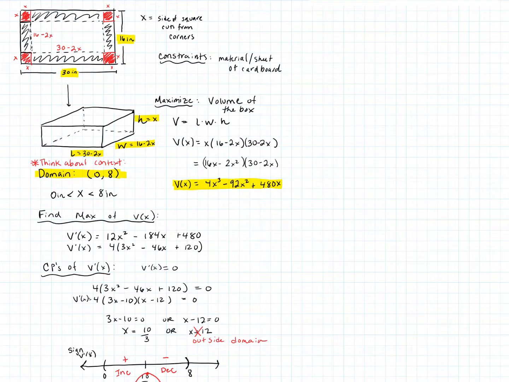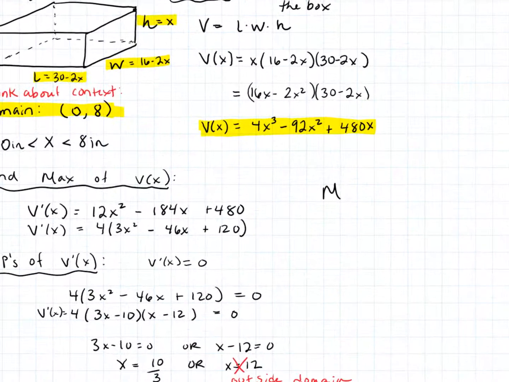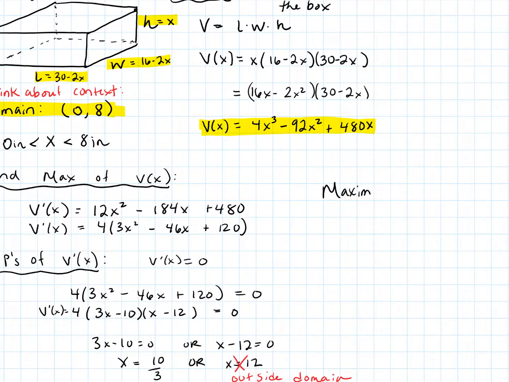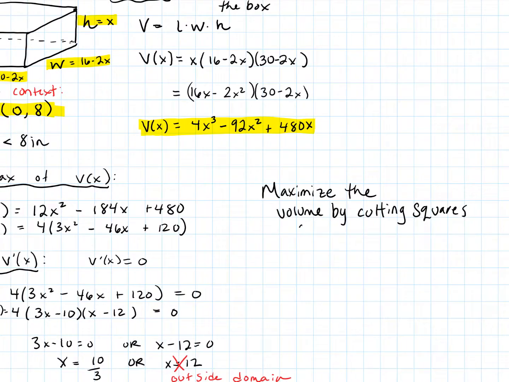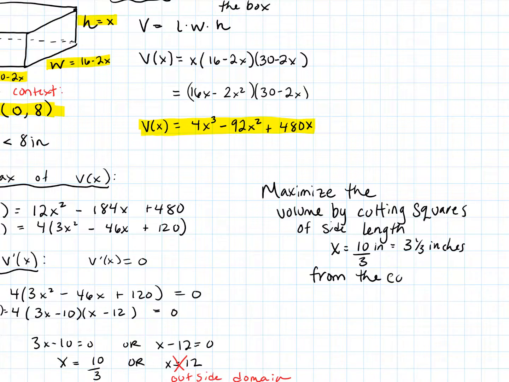So x, we can maximize. I'm going to zoom in a little bit here. We can maximize the volume by cutting squares of side length x equals 10/3 inches, or 3 1/3 inches, from the corners.